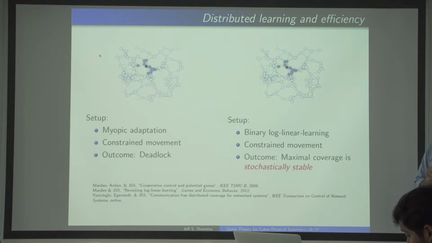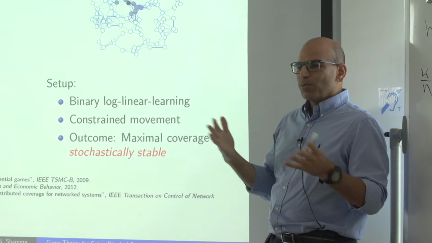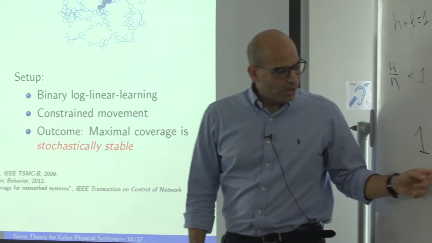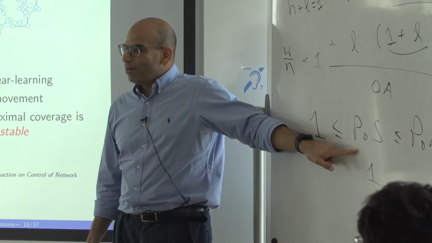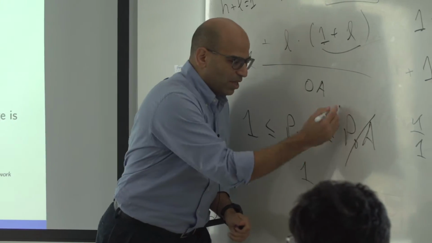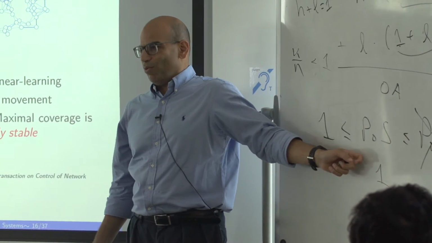But what we're going to try to do is use exploration versus exploitation to overcome this issue. If the price of stability is 1, we're going to try to design dynamics so that they avoid the bad equilibrium and favor the good one.